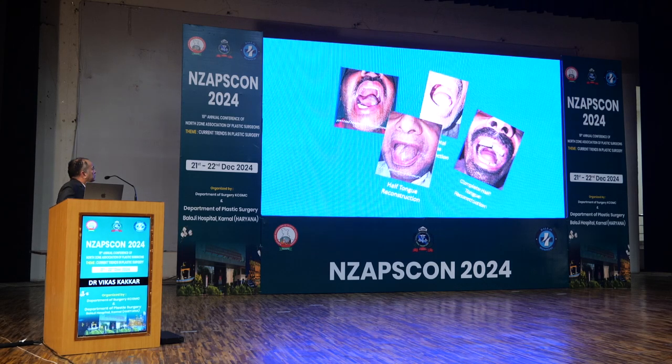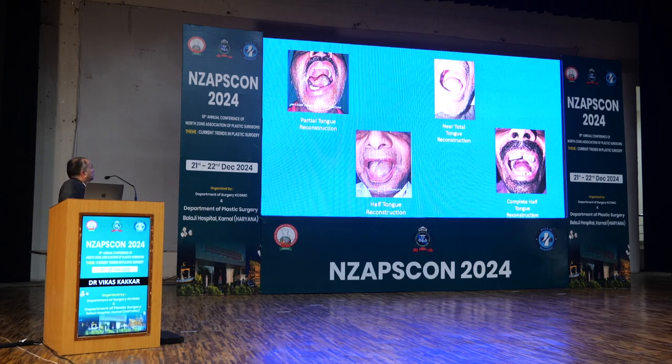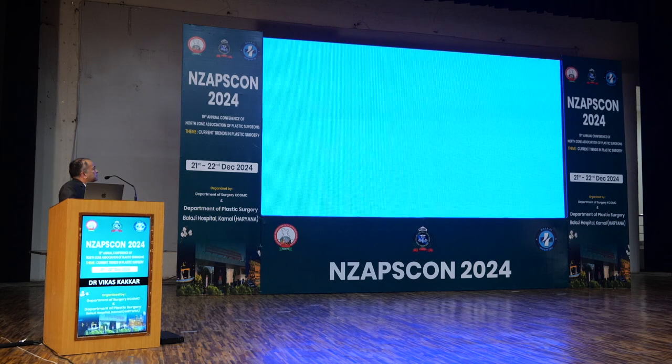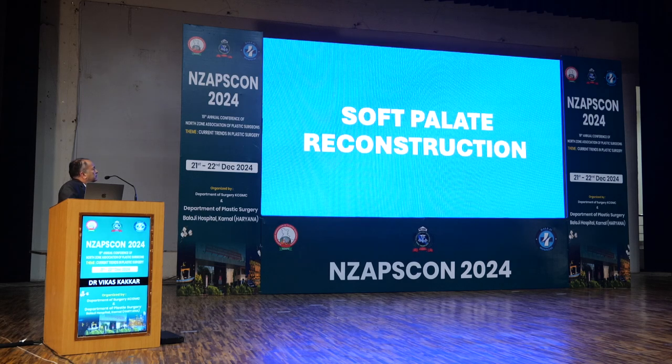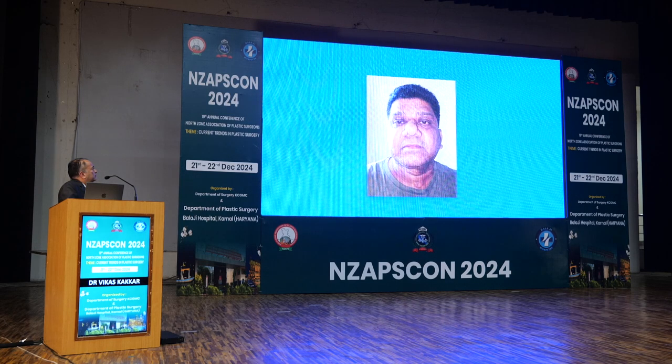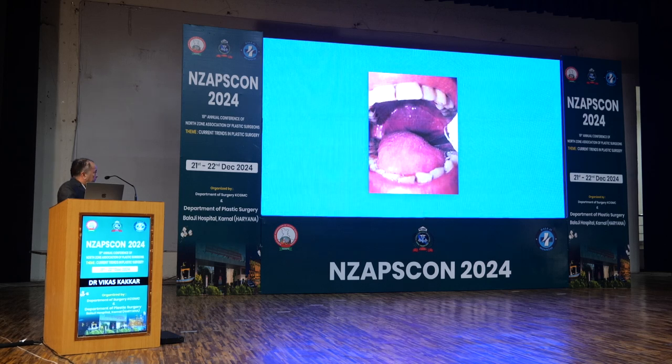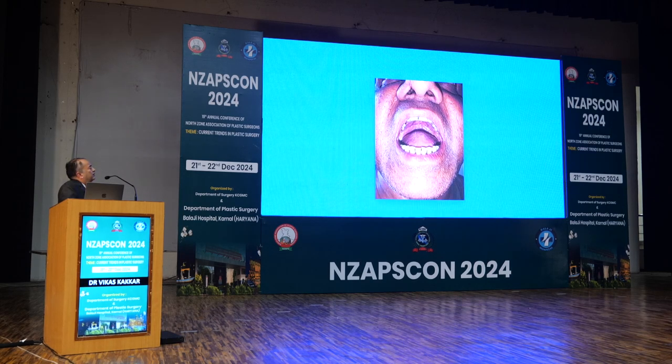See, when you reconstruct, then only you realize 25% of the tongue reconstructed, 50%, now 75%, and total tongue. This is after 2 years. There is hair here, which only says that this is not a normal tongue, otherwise it is not utilized properly. This patient with carcinoma of the soft palate was reconstructed and is well settled.